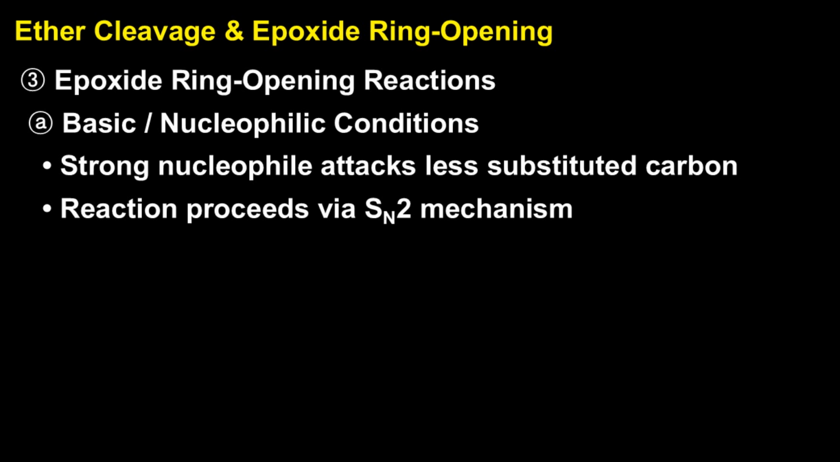Let's start with basic conditions, or what we call nucleophilic conditions. This one's a bit more straightforward. A strong nucleophile directly attacks one of the carbons in the three-membered ring. But it doesn't just hit any carbon, it goes for the less substituted one, because that spot has less steric hindrance and is easier to reach. And since this follows an SN2 mechanism, it all happens in one step, with a backside attack that causes inversion of configuration at that carbon.